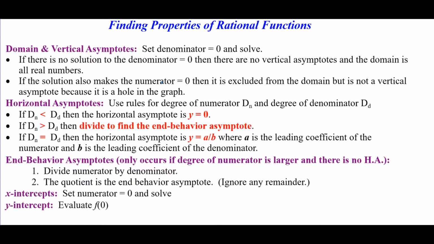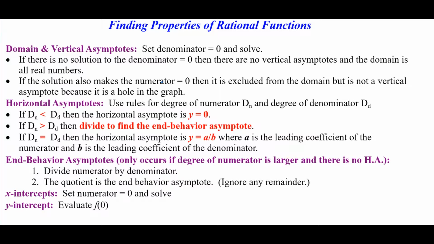In this video, we're going to look at general properties of rational functions with any degree in the numerator and denominator. So just kind of extending what we talked about with rational functions with no exponents in them. So domain and vertical asymptotes are the same. We're going to set that denominator equal to 0 and solve it. Again, if there's no solution, then there's no vertical asymptotes and your domain is all real numbers.